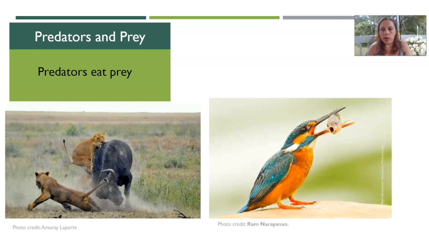We know that predators are the organisms which eat other organisms, and we call those the prey. Here we've got two lions. They are predators, and they are eating the prey. We've got our bird over here, and his fish is his prey. This is one way in which different species within an ecosystem can interact. It isn't always like this, though.